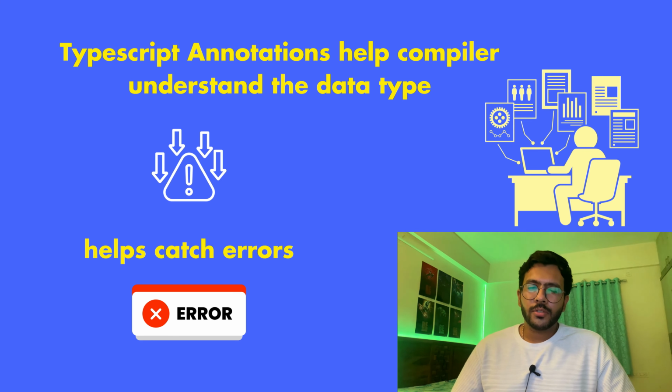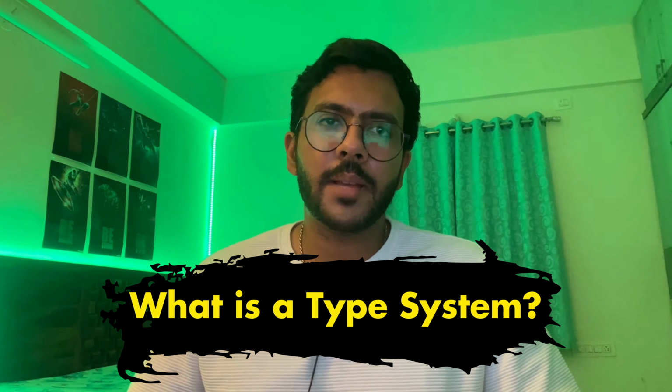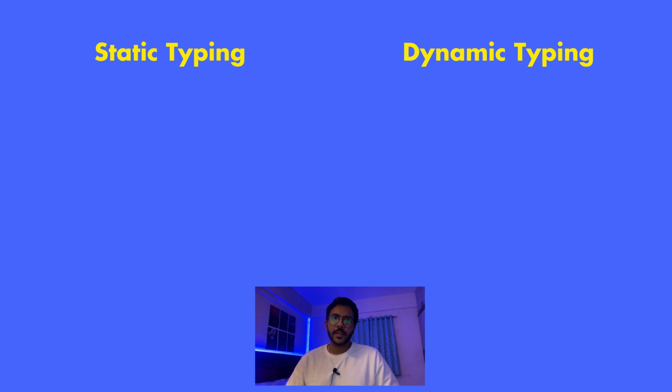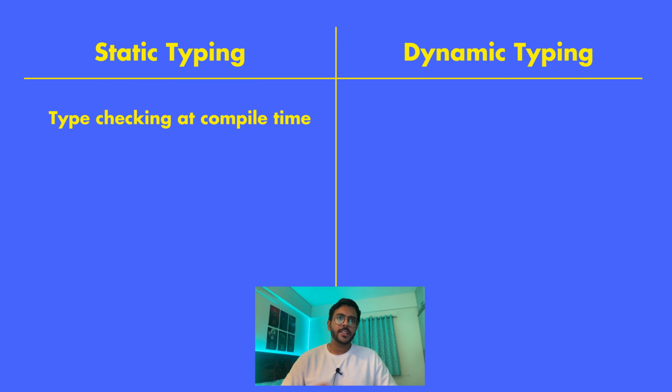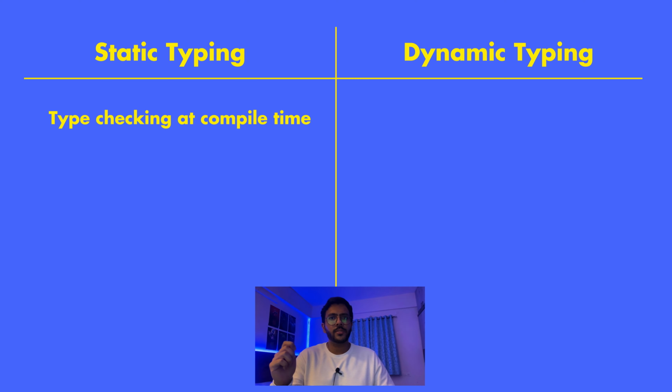We have talked so much about types, but what is a type system? We have two types of typing, static typing and dynamic typing. So in statically typed languages, type checking happens at compile time. This means the types of all variables, expressions and functions are known and checked before the program runs.